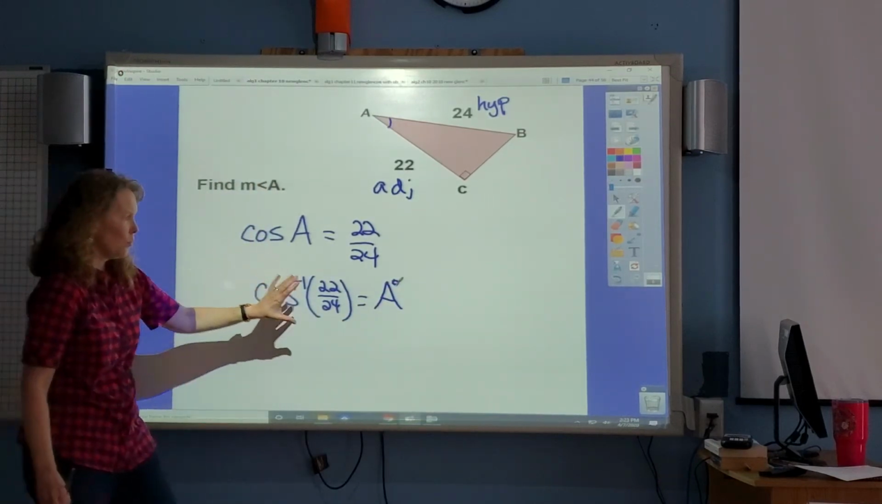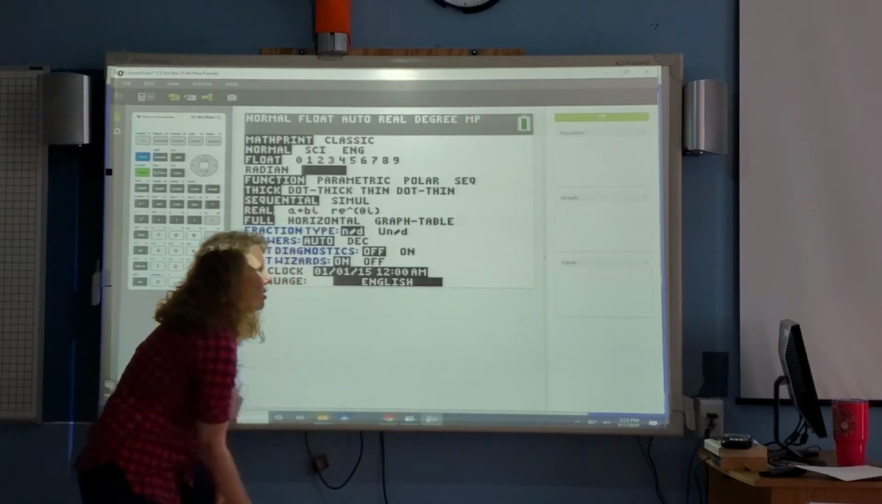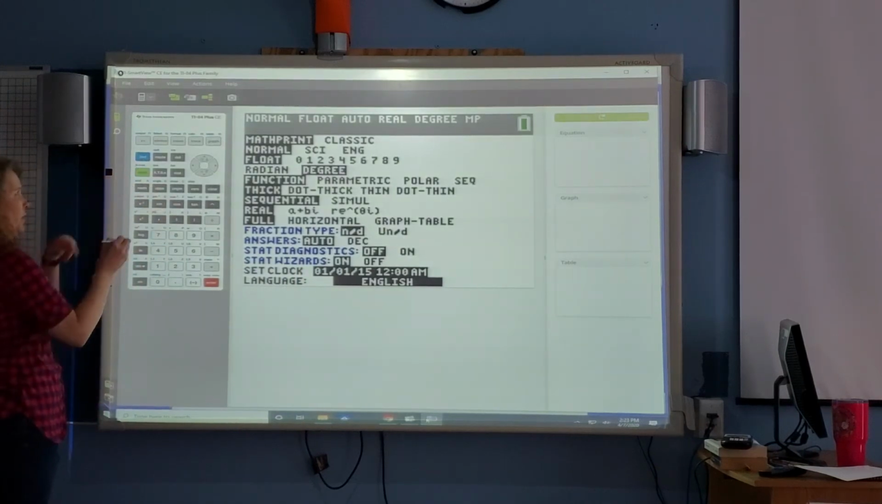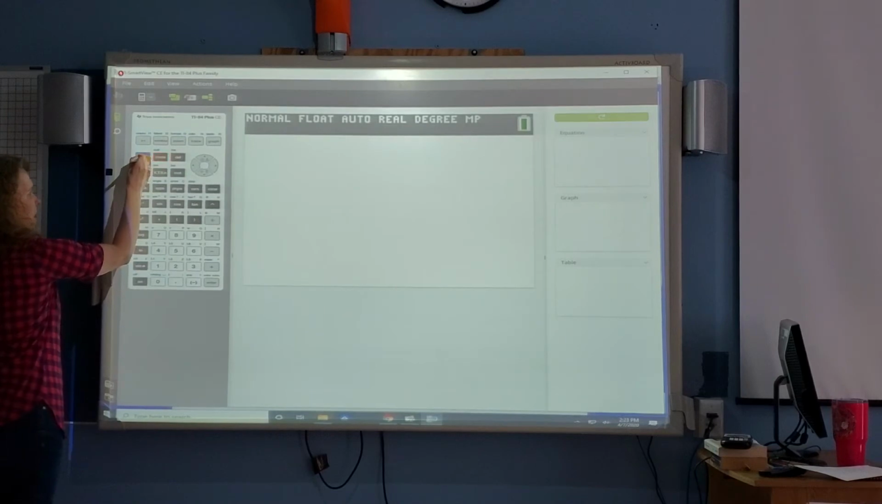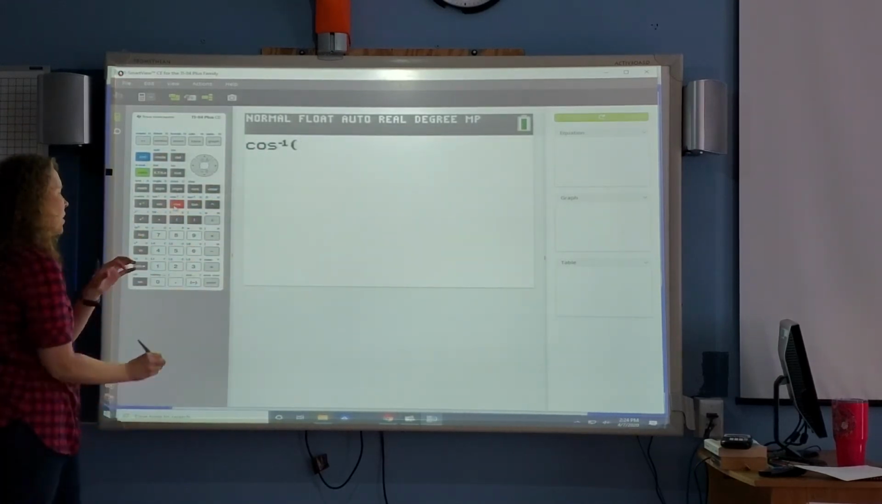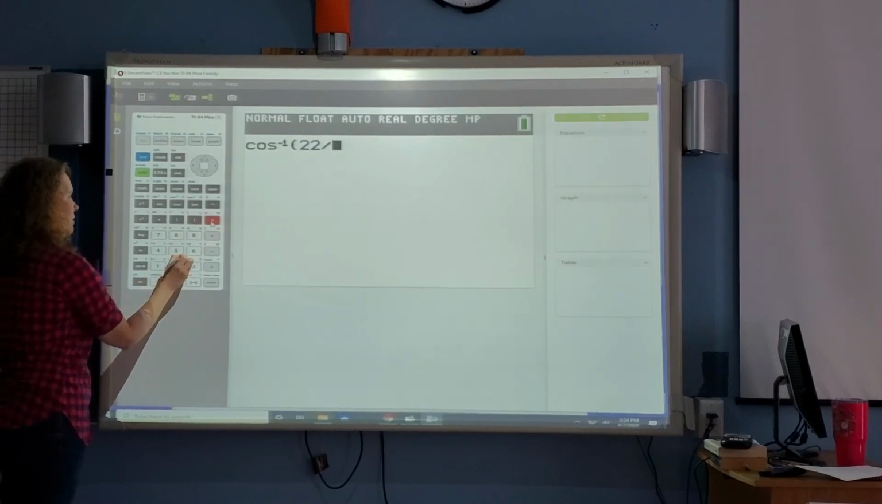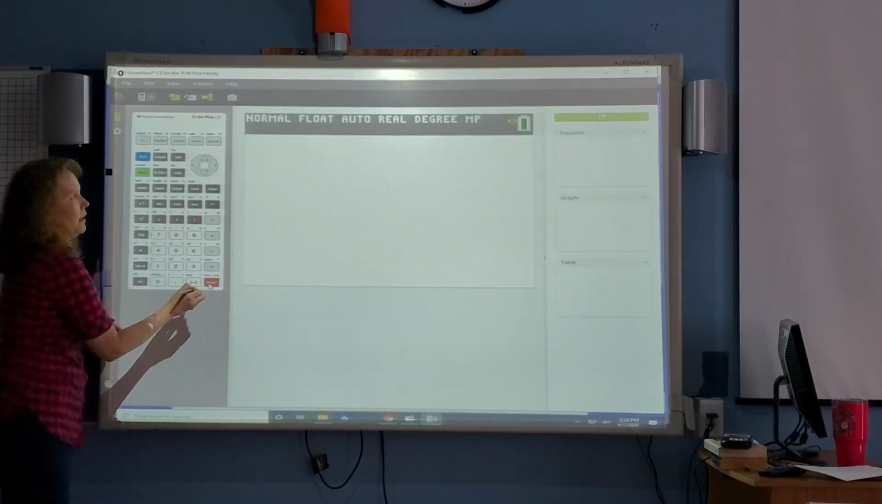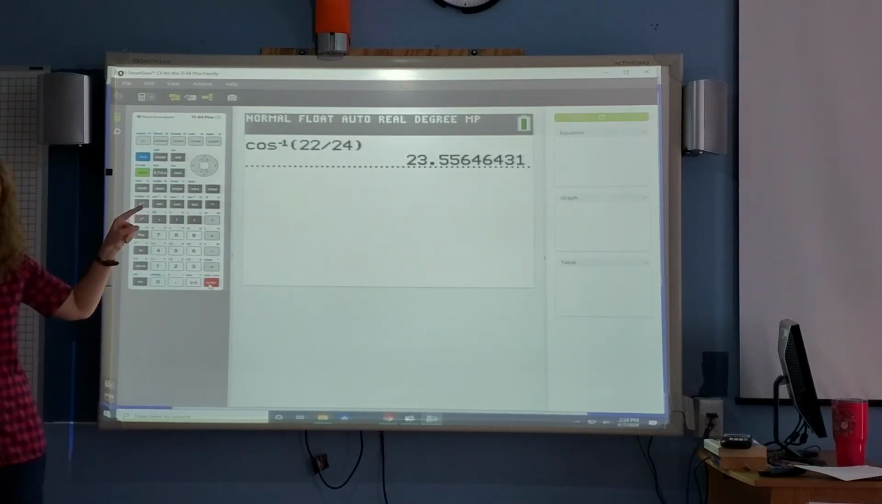So look for the -1, and you all know this by now. Anything written above here, you got to go do the second button. And watch how it comes up. Looks just like the way I had it written. Now the fraction was 22 divided by 24. Close that parentheses. Hit enter. You should get this if you switch to degrees.